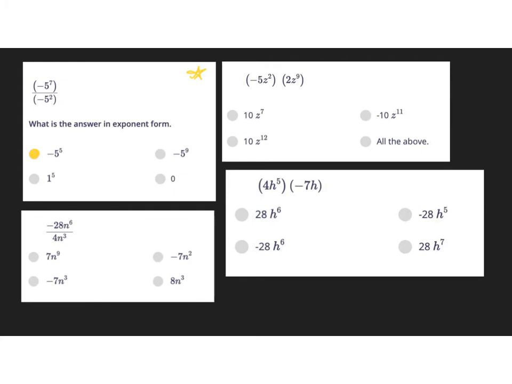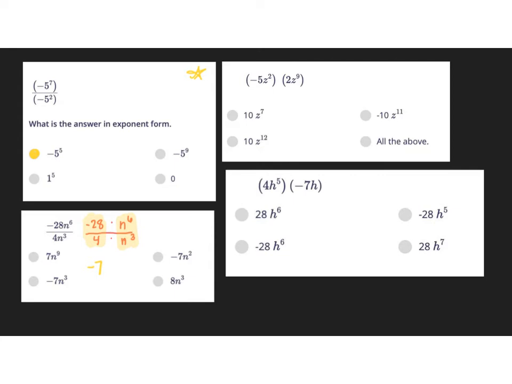Below that, we have two things that we're doing: negative 28 n to the 6th, divided by 4 n to the 3rd. The first thing I want to do is pull this expression apart. So this is the same as saying negative 28 times n to the 6th over 4 times n to the 3rd. And so we're going to do this in two parts. First part is we're going to divide negative 28 divided by 4. Well, negative 28 divided by 4 is negative 7. The second part is we're going to do n to the 6th divided by n to the 3rd.